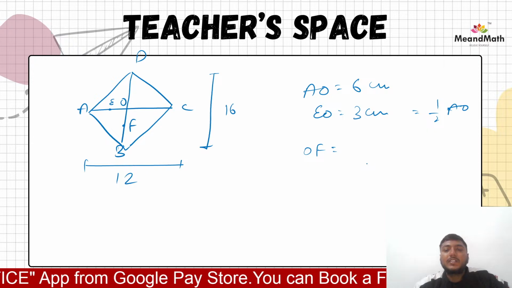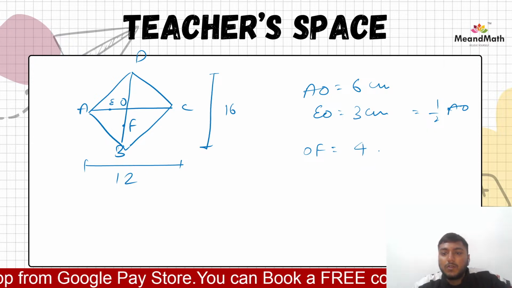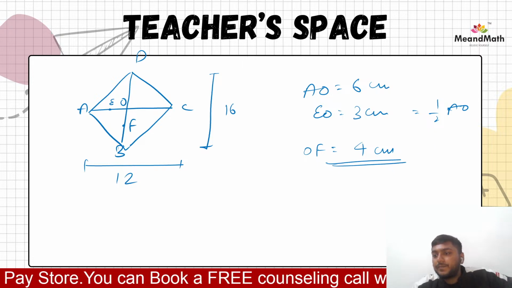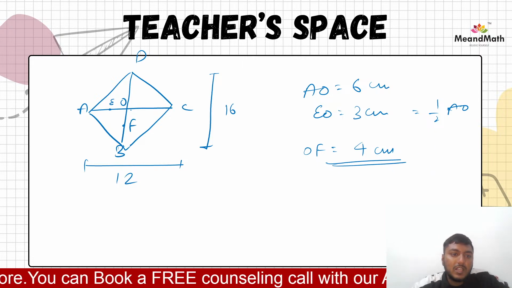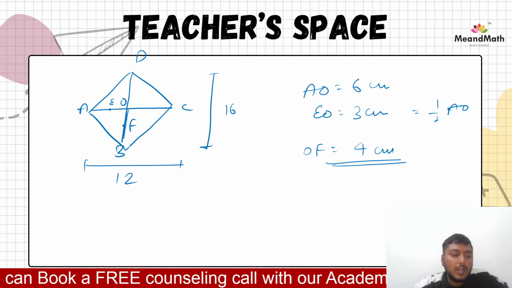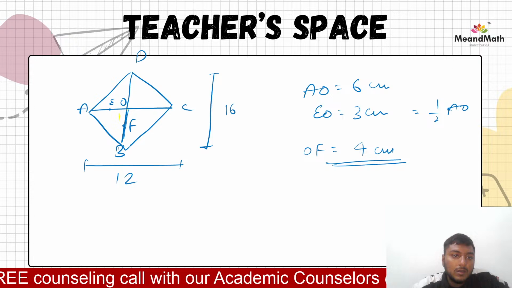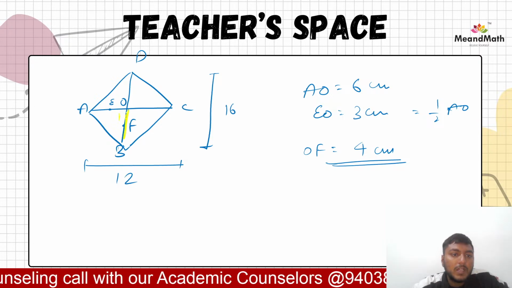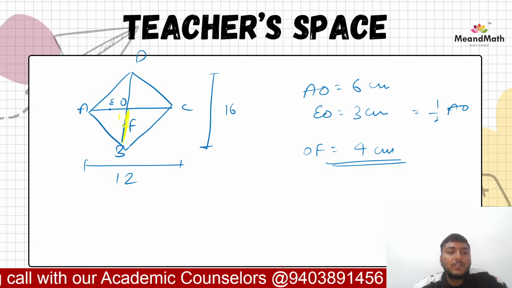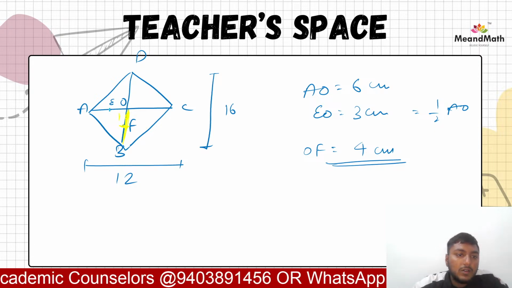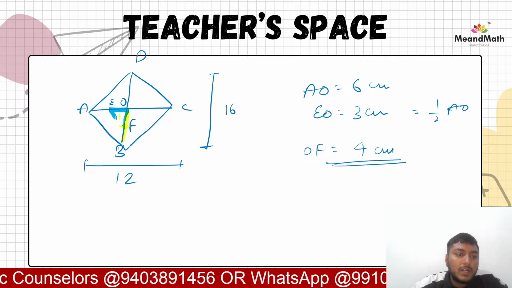So that would be 1 by 4 of 16, so that would be simply 4 centimeters. Because this is 16, what would be the part of OB? OB would be simply 8, and half of 8 is 4, right? Now we can apply Pythagoras theorem in triangle EOF.